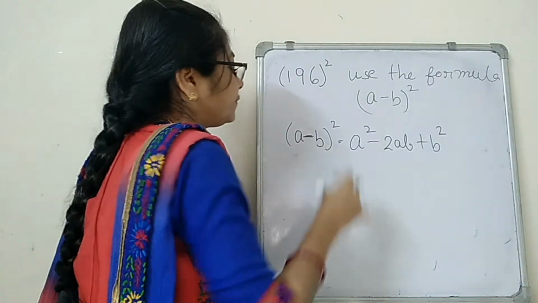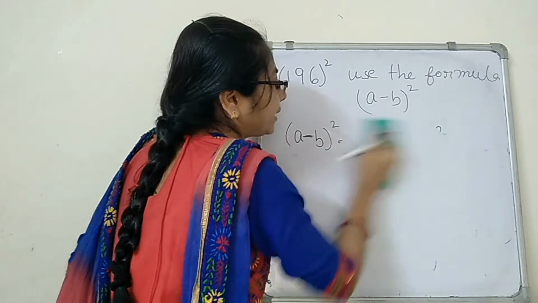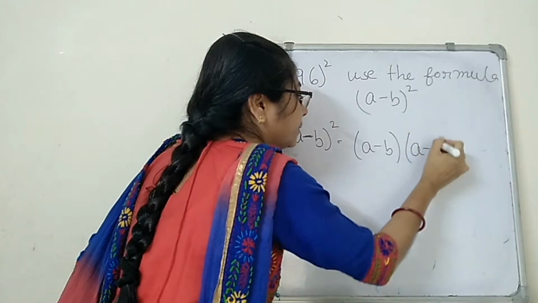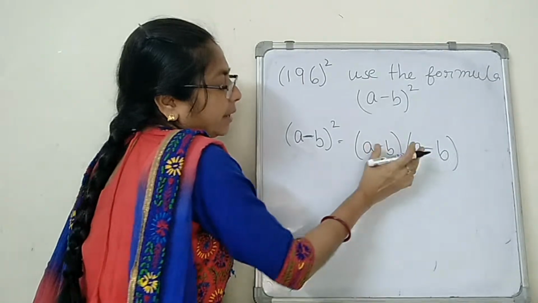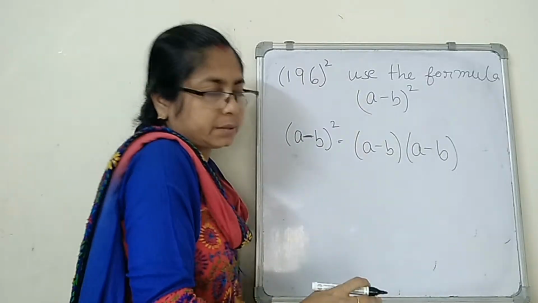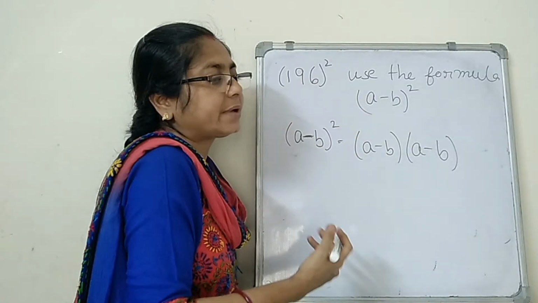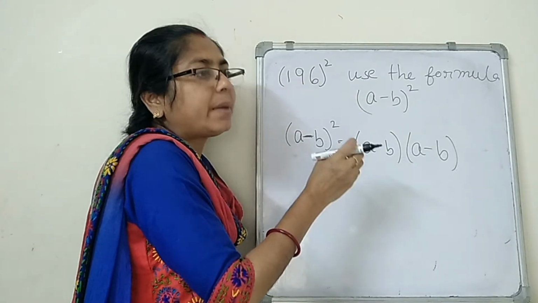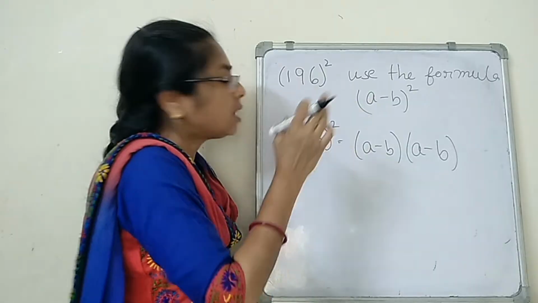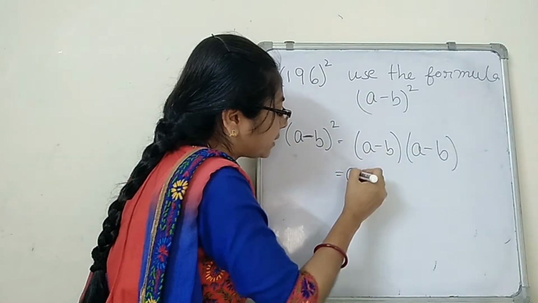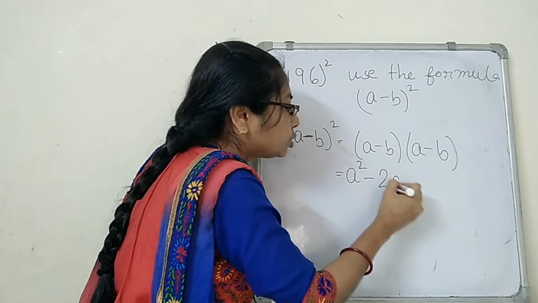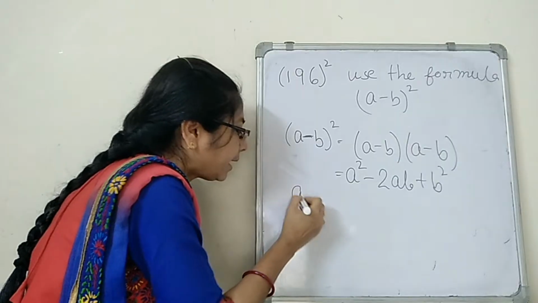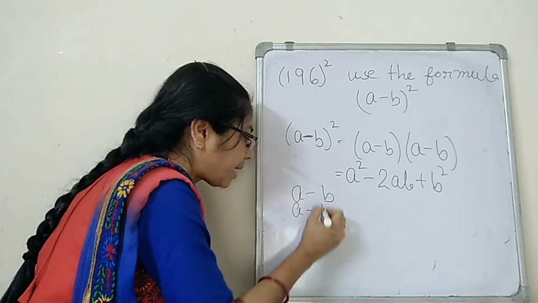Clear? First I write in this way. I think it is easy for you. (A minus B) into (A minus B). After that, I make it in the multiply format, because as I told you previously, a square is a number multiplied by the same number, which is called a perfect square. Now I multiply it: A square minus 2AB plus B square. Now I tell how you can get it from (A minus B) into (A minus B).